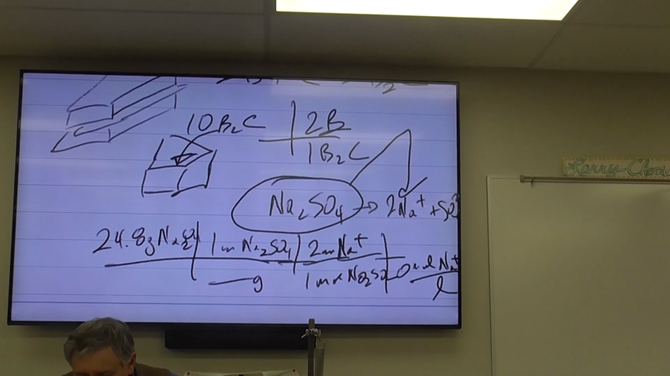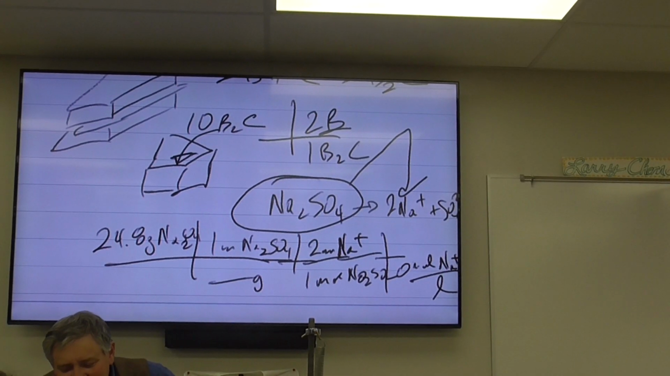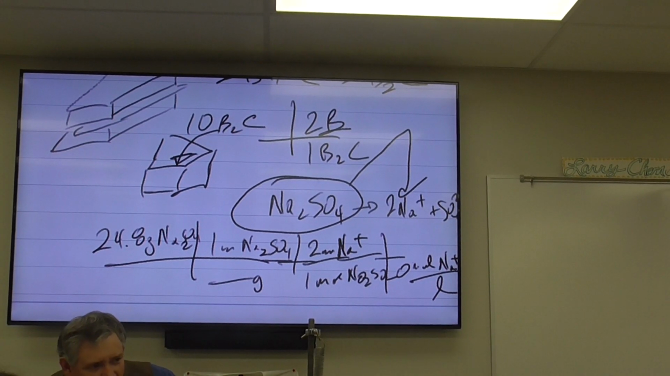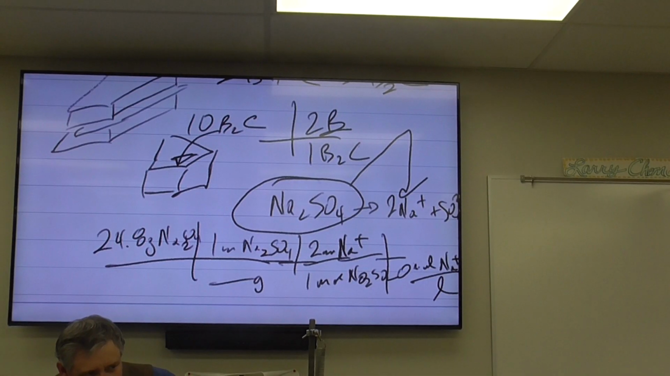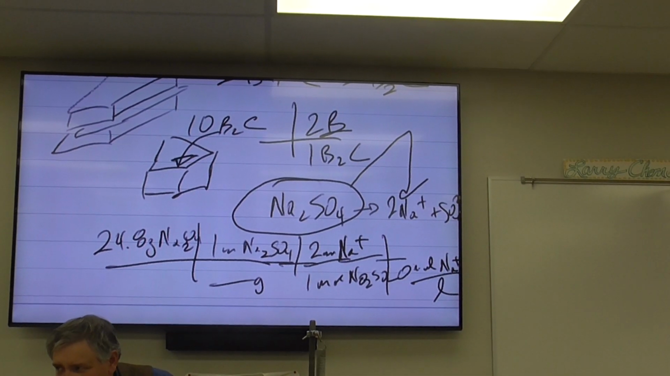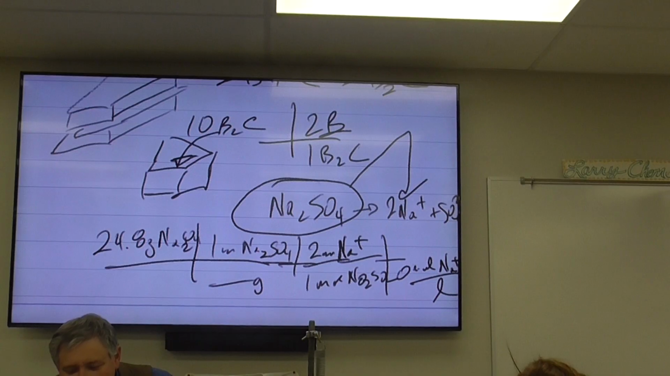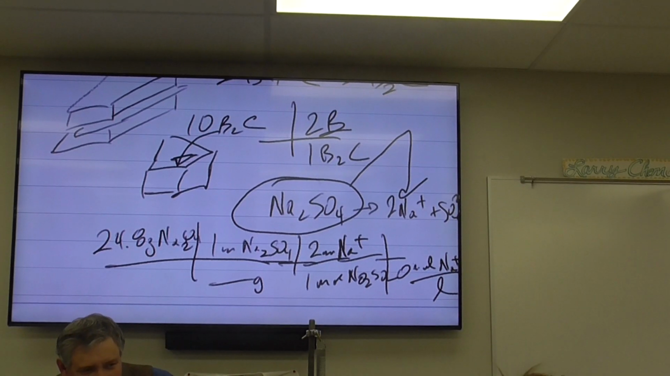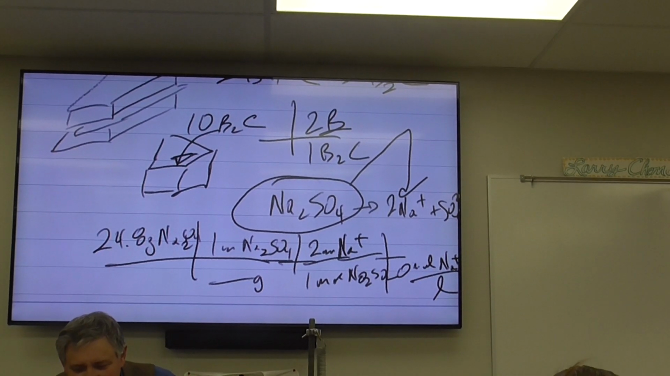8D should be less than 1. A lot less than 1. 8D should be less than 1.